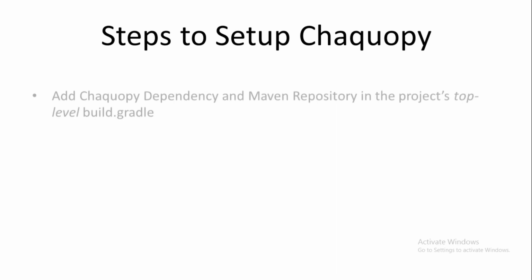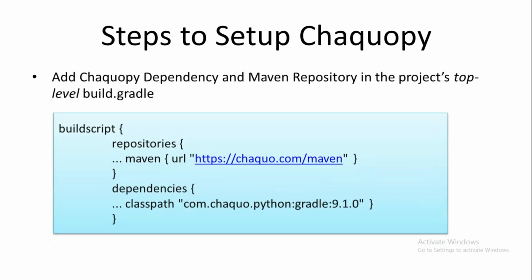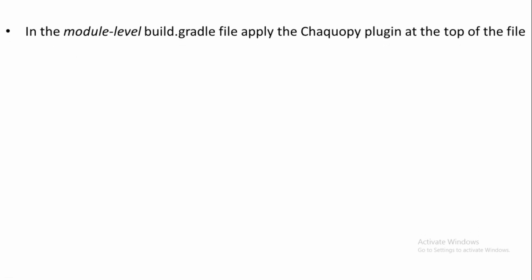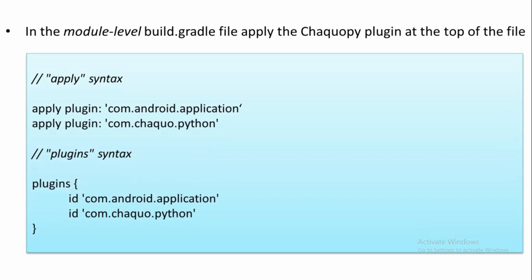So first, add the Chaquopy dependency and Maven repository in the project top-level build.gradle. Now in the module-level build.gradle file, apply the Chaquopy plugin at the top of the file. You can use the apply syntax or the plugin syntax according to your project.